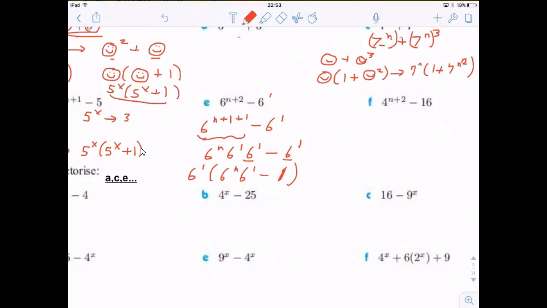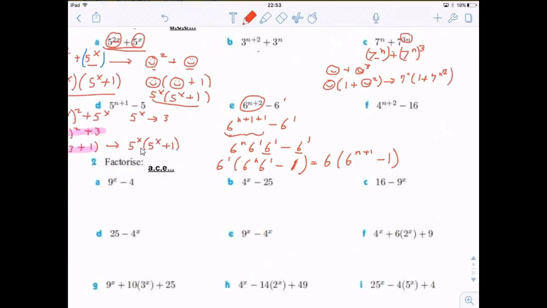And now I can rewrite this one final time. I don't have to write 6 to the 1 because it's just 6, right? And then 6 to the n times 6 to the 1, I could rewrite it as 6 to the n plus 1 minus 1. Okay? And maybe when you looked at this, you could already do it all in one step. Okay? But if you can't, go ahead and do all the steps that I did here.